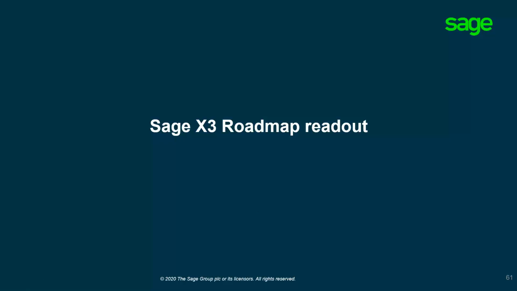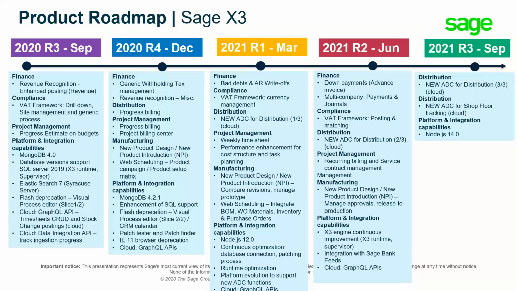Okay, so now it's my pleasure to walk you through the roadmap. In general, our roadmap is for 1 year, and what has been planned for the next 6 months is quite firm. After that, priorities may change and we have to update our roadmap.